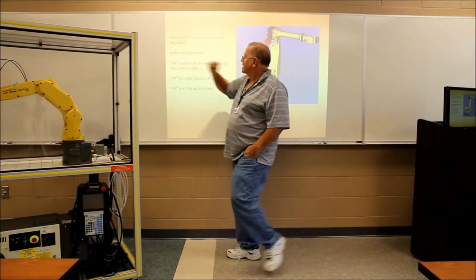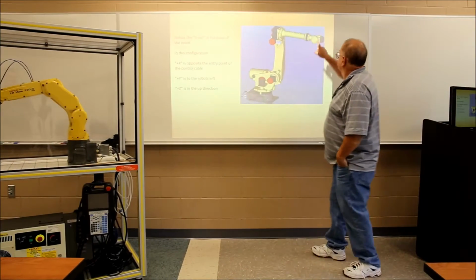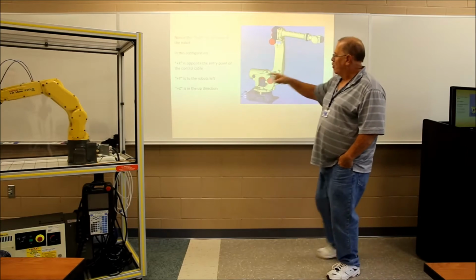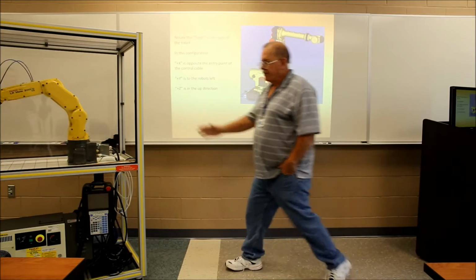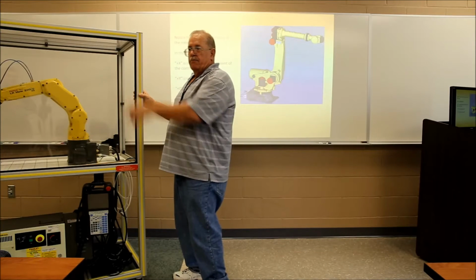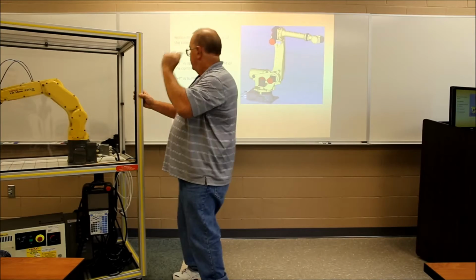So here we said X is opposite the entry point. So the positive X on this robot would be this way. The Y is to the robot's left. For this robot, positive Y is this direction. Negative is right. Positive Z would be straight up.